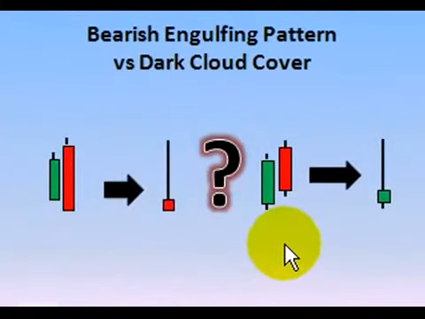In the bearish engulfing pattern, the bears were able to push price down to close below the open of the green candle. In the dark cloud cover, the bears did not display such strength. They managed to close the red candle down below the 50% level of the green candle real body, but could not push it down to close below the low. Sorry, below the open.